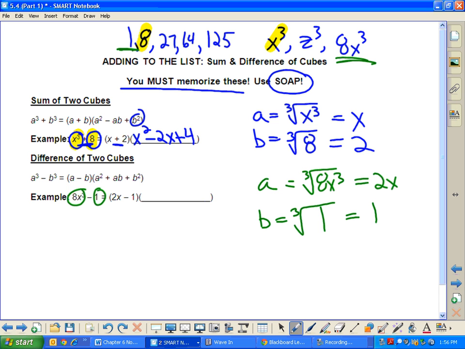And now I just substitute those A's and B's into our formula. So you see our first set of parentheses says A minus B. So that's how I got 2x minus 1. You just subtract your A minus your B.